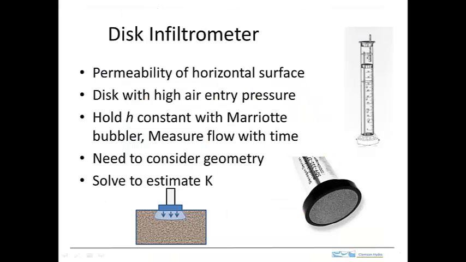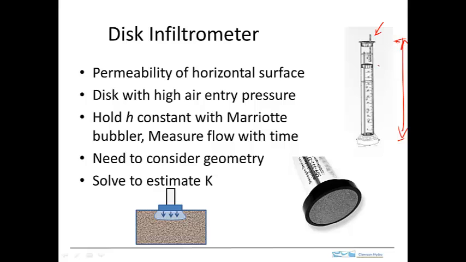The disk infiltrometer is another way to measure the hydraulic conductivity in the vadose zone. This device is intended to measure the hydraulic conductivity of a flat surface, like the ground surface, or a flat surface that you've created in a soil pit. This is a mini disc, and so this is a little over a foot long, roughly. It's pretty mini. It consists of 2 Marriott bubblers. So here's one Marriott bubbler.